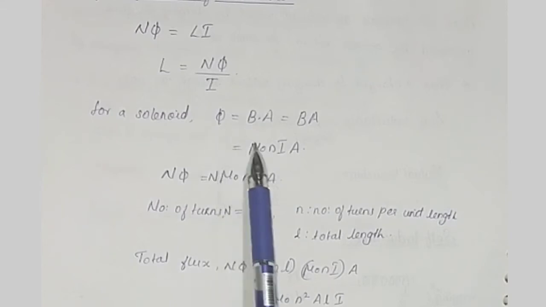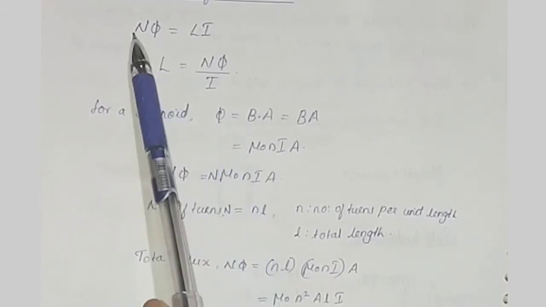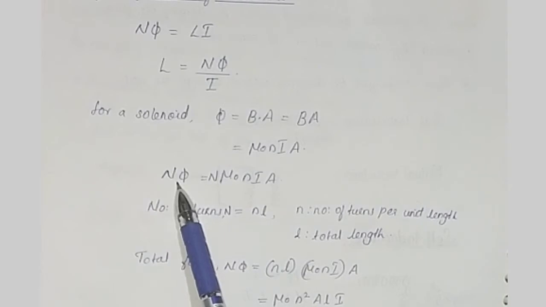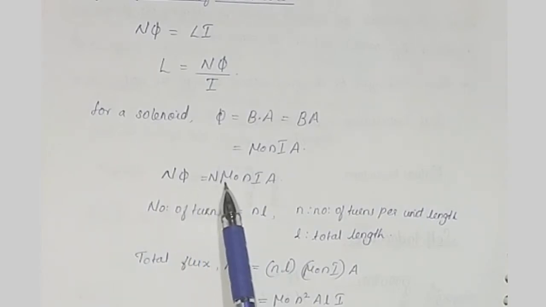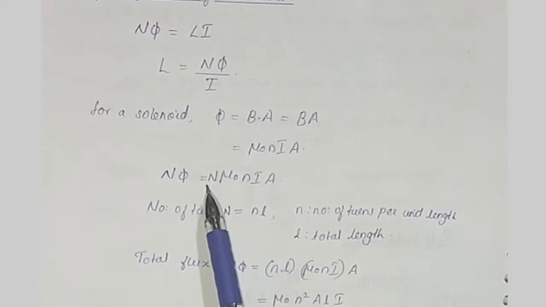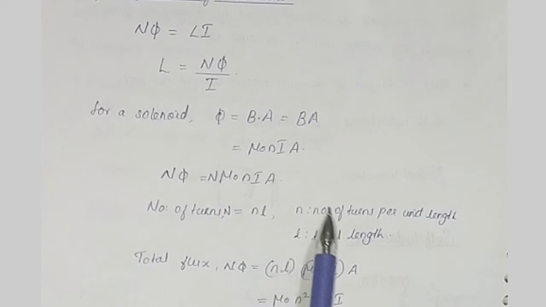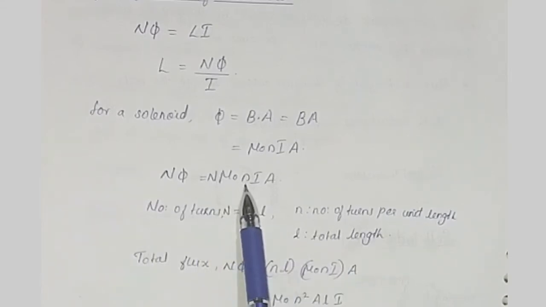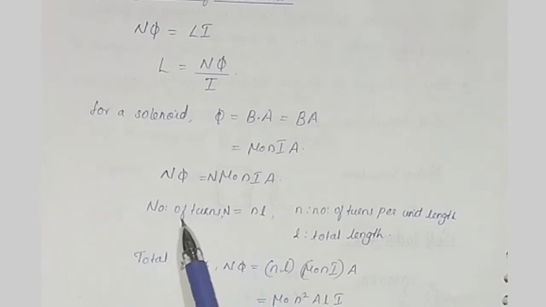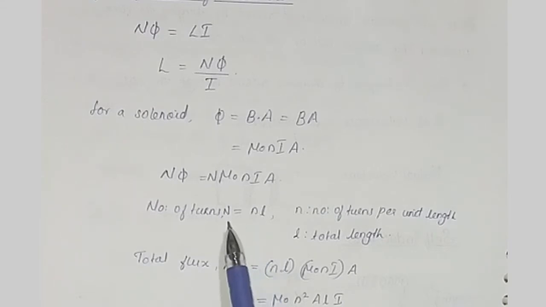So for N turns, we have to multiply this expression with N, and therefore the total flux becomes Nφ is equal to Nμ₀niA. And if you remember, the small n here is the number density, that is the number of turns per unit length, and the relation between total number of turns and the number density small n can be written as: total number of turns is equal to number of turns per unit length into total length of the solenoid, that is small n into L. Therefore, capital N can be written as small n into L.